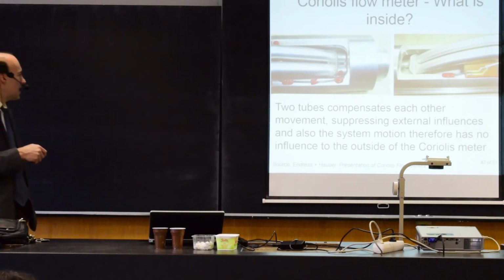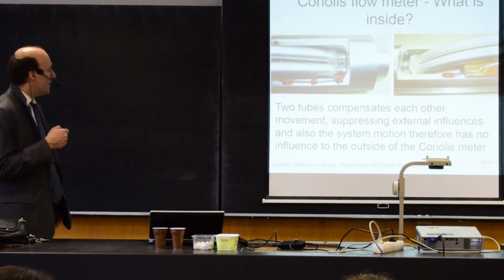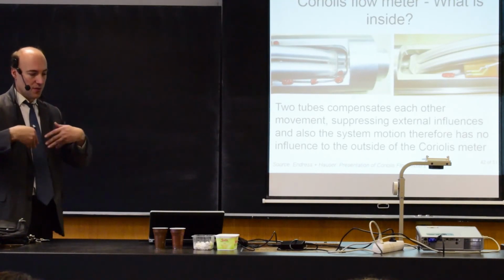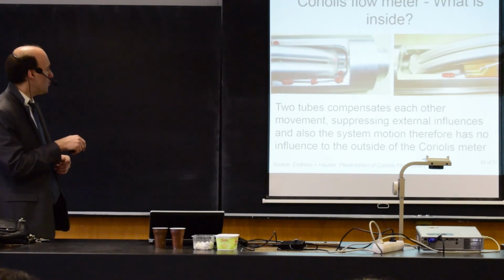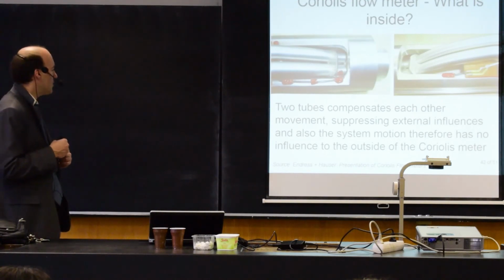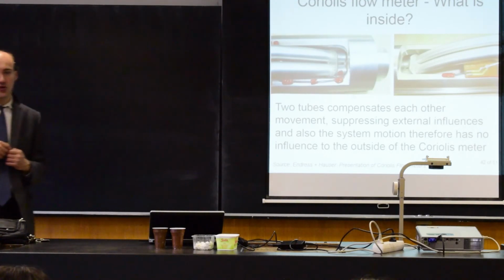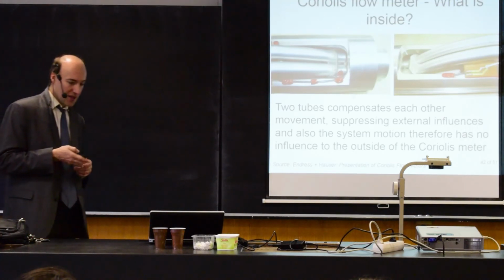Here you have an example of the flow meter with two tubes. If you have one tube, you measure the moving and the twisting. If you have two tubes, you measure the relative motion between those two tubes, which also compensates for external influences like vibrations and external motion. So it allows you to compensate for all this.